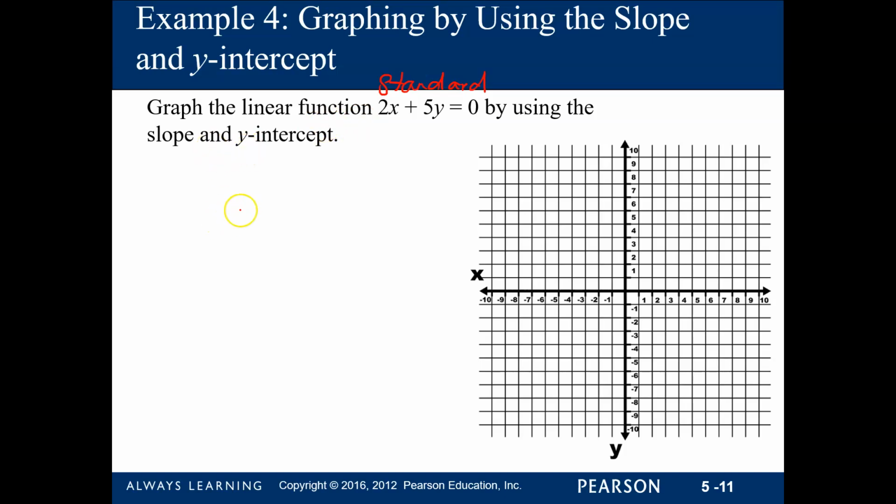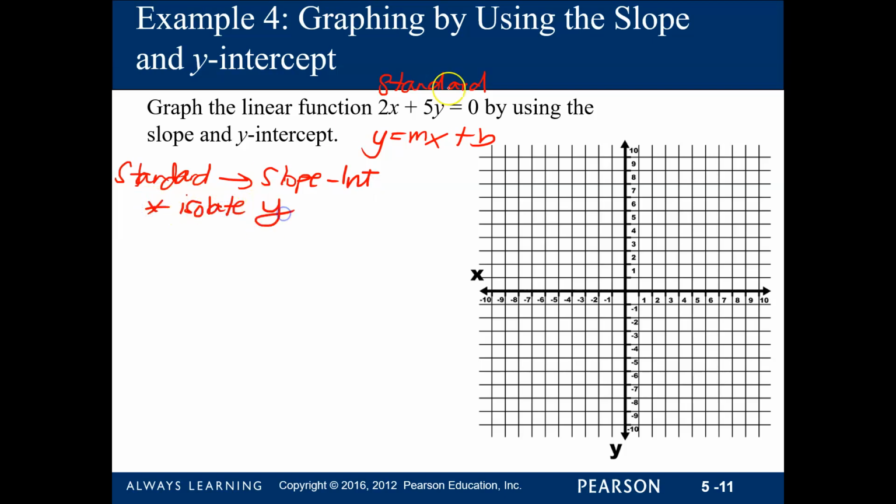So remember, when we had a standard form, typically we can graph it using the x and y intercepts. But in this particular problem, it's asking us for the slope and also for the y-intercept. Now remember, the slope-intercept form has to be in the form y is equal to mx plus b. So from standard form to slope-intercept form, all we need to do is to isolate the y, okay? Because remember, in standard form, x and y are on one side of the equation. And in the slope-intercept form, y is by itself.